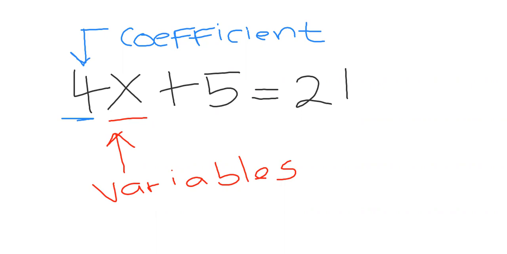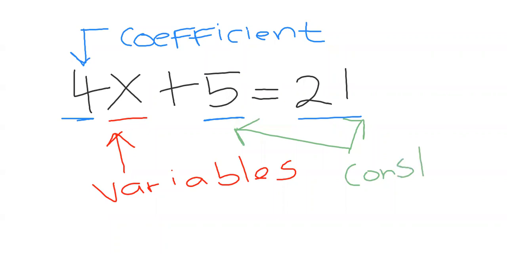And then of course, we are going to have other numbers in our expression like 5 and 21. And that 5 and 21, we just call them constants. So there's a constant 5 and then there's a constant 21.